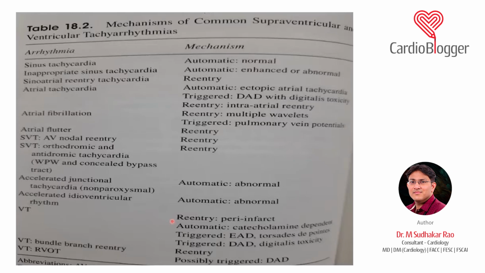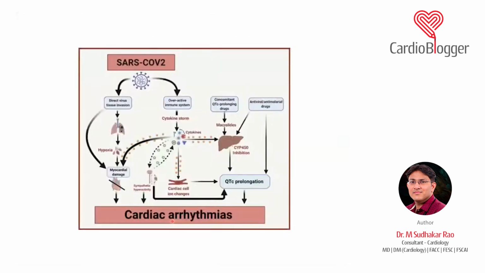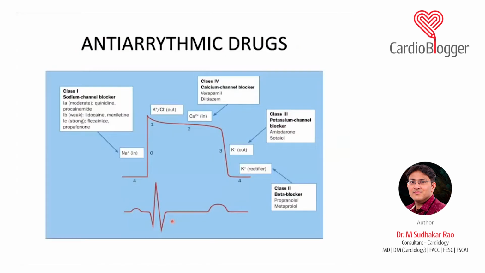RVOT VT is because of triggered activity. Bundle branch re-entry VT is because of re-entry. And this is what I told you about MI. In the vicinity of the MI, the fibers have heterogeneity of refractoriness because of acidosis, hypoxia and so on. COVID and cardiac arrhythmias is another session.